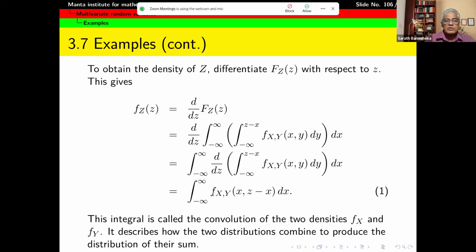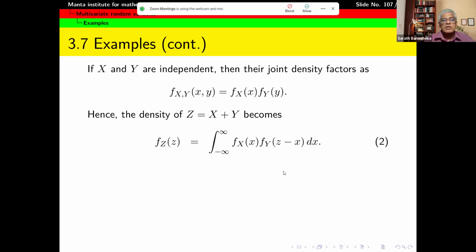Right? So this integral is called the convolution of the two densities fx and fy in general. It describes how the two distributions combine to produce the distribution of the sum. Right. So that is the general equation, but then the special case is when x and y are independent.